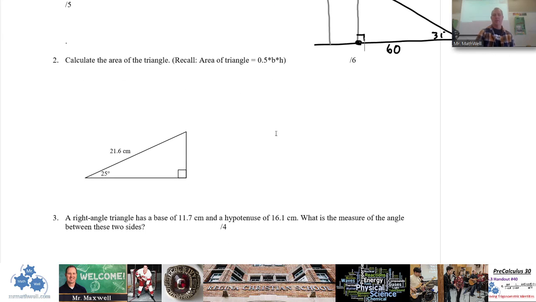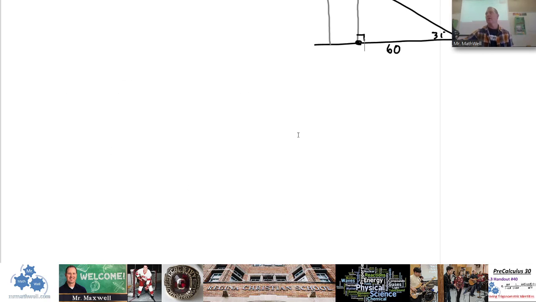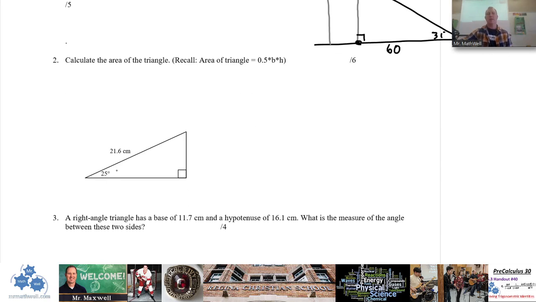Short answer question number 2. All right, so number 2 here, it says calculate the area of the triangle, and what we're given is an angle measure here and the hypotenuse. Now for area, we need to find the base and the height. So you're going to have to know this area of a triangle is 1/2 the base times the height. So here's the base. And according to this angle, this is the adjacent side. And over here is the height, which is the opposite side.